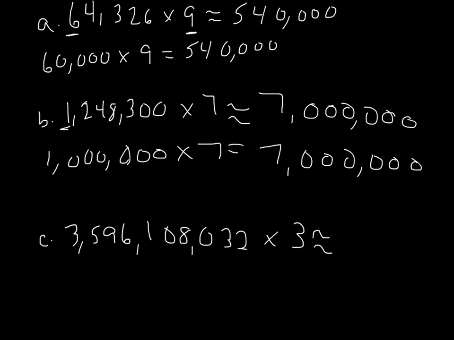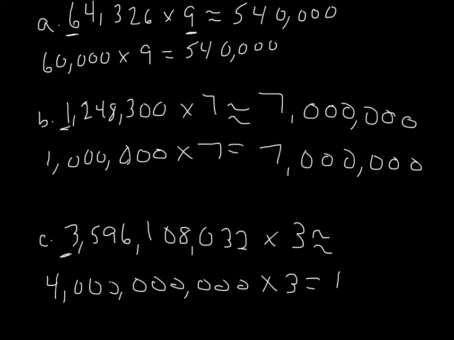And so on the last one, when we have 3,596,108,032 times 3, it's not as bad as it looks, because we know we're going to round to the largest place. 3 billion with a 5 in the 100 millions place actually rounds to be 4 billion. And billions have 9 zeros behind them. And so we get 4 billion times 3. Well, 4 times 3 is just 12, so it's 12 billion.